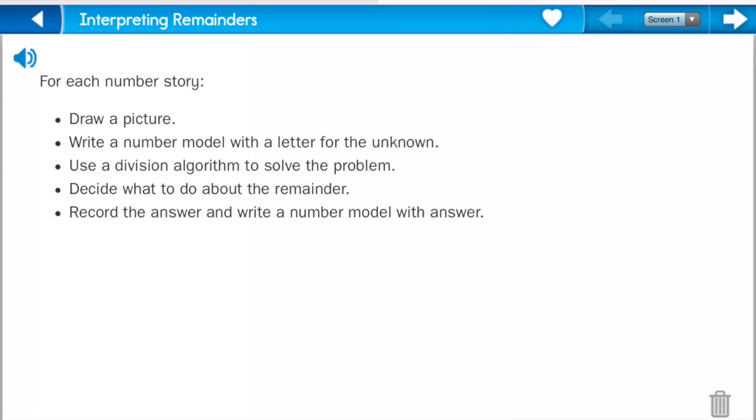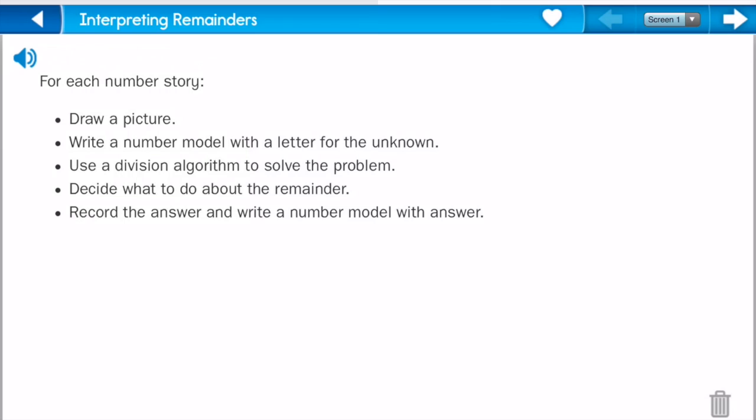We're going to be interpreting remainders. For each number story, draw a picture. Write a number model with a letter for the unknown. Use a division algorithm to solve the problem. Decide what to do about the remainder. Record the answer and write a number model with the answer.